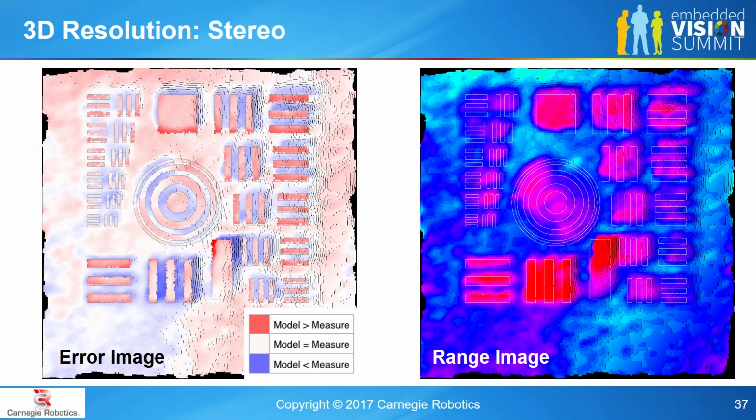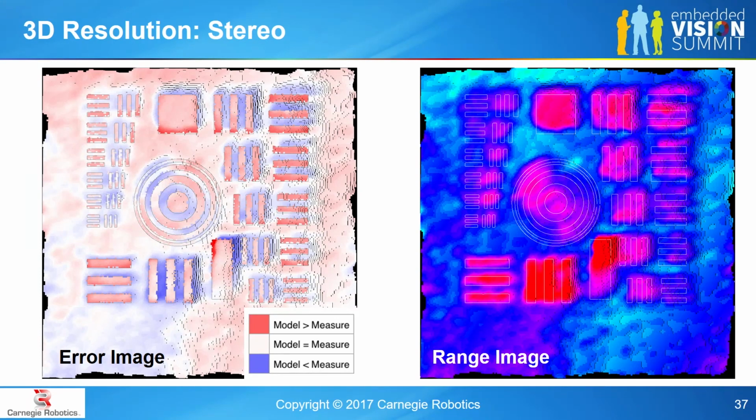On the left, we have colorized the data with respect to error from the understood model of the board. So here, red means that the model is in front of the measurement, blue means that the model is behind the measurement. And you see on both of these images that we've overlaid white and dark lines that show where we think the model should be. And as I said, this is still in process.